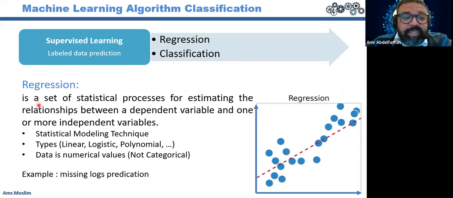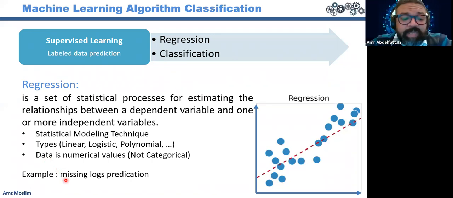So regression is a set of statistical processes for estimating the relationship between a dependent variable and independent variables. And we have a lot of algorithms for regression, like linear regression, logistic regression, polynomial regression, and a lot of others. And in regression, the data should always be numerical values, not categorical values. So we cannot make a regression based on categorical values. Categorical values are just text, for example, like if I have a facies log with sand, shale, limestone, whatever it is, I cannot make regression for categorical data or text data, but I can do regression for numerical data.